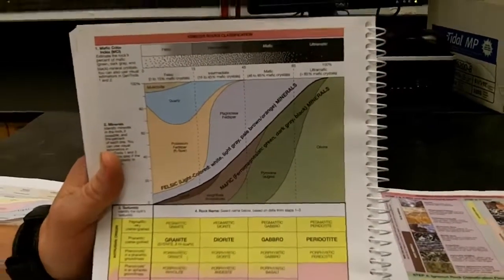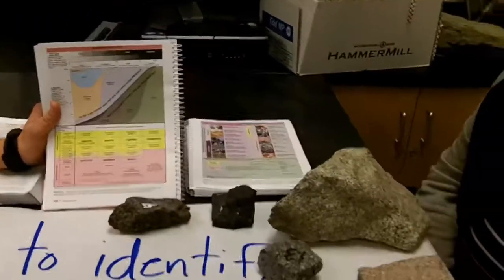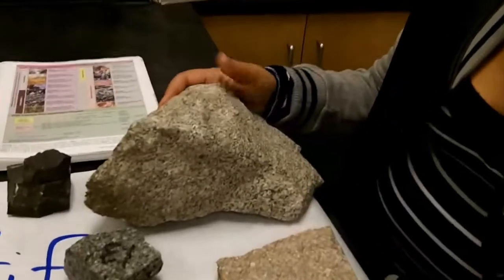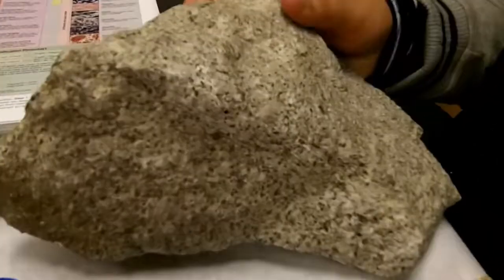Can you find a big rock over there which you think might be intermediate? This? Yeah, kind of like an Oreo blizzard. It kind of looks like that to me. It makes me hungry. I'm hungry too.